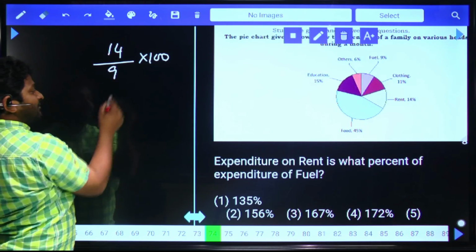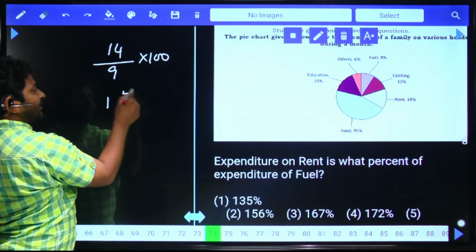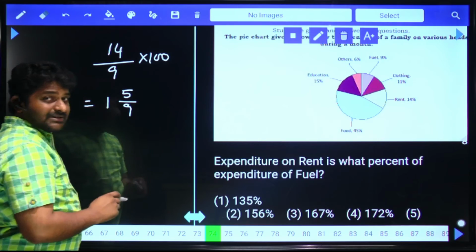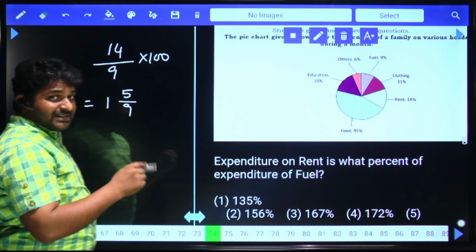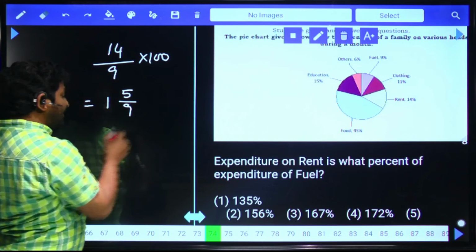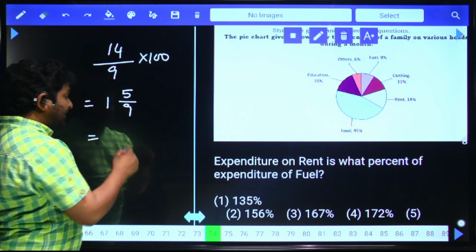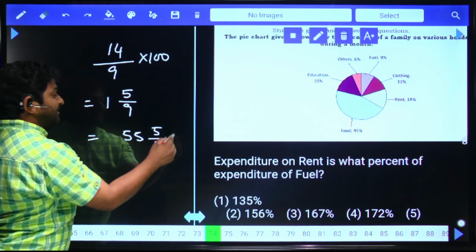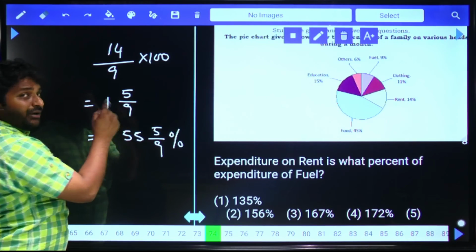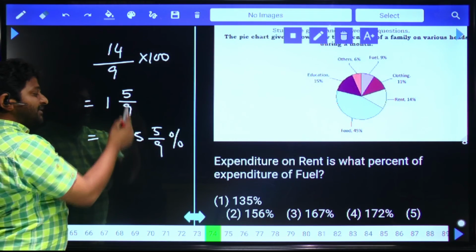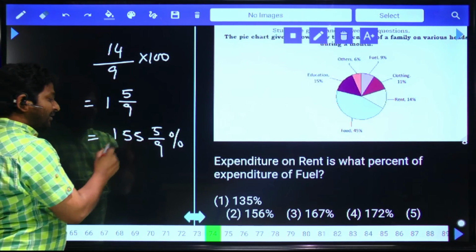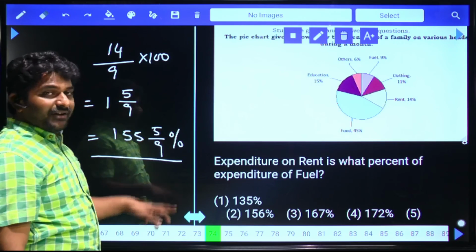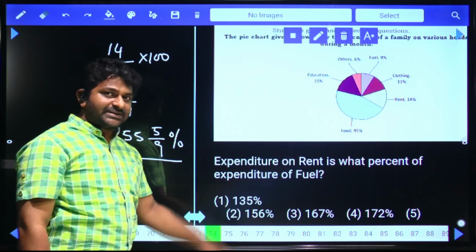Otherwise, 14 by 9 can be written as 1 5 by 9 in fractional value. 1 in the sense 100%. 1 by 9 in the sense 11 1 by 9. 5 by 9 in the sense 5 into 11 1 by 9. That is equal to 55 5 by 9%. Already you know 1 is there. 1 in the sense 100%. 100% plus 55 5 by 9. Total answer is equal to 155 5 by 9 percentage. 155 5 by 9, approximate answer 156.